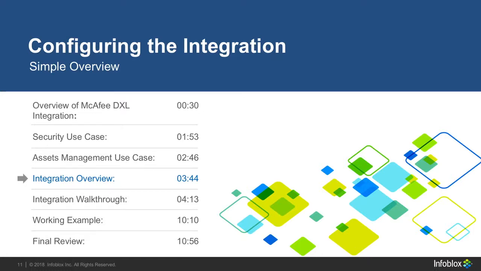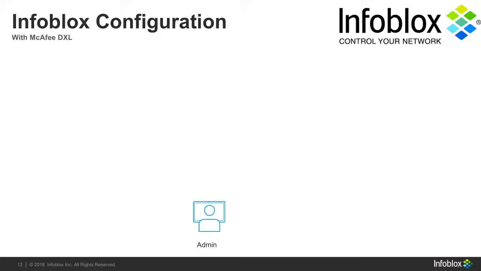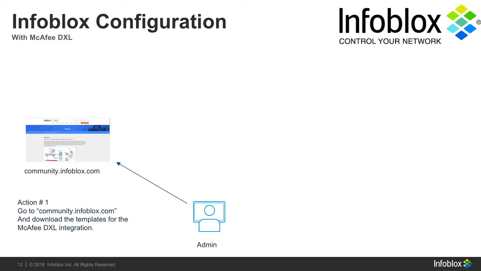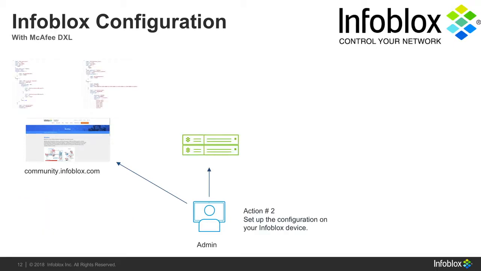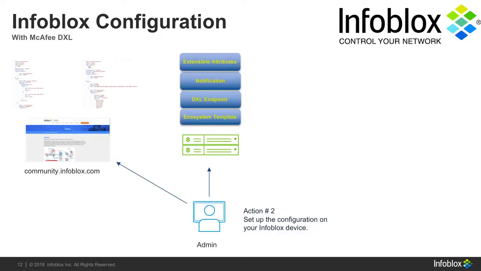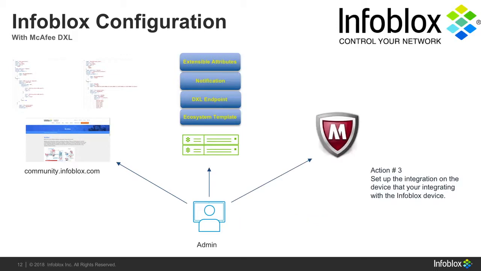Now let's do a quick overview of the integration of McAfee DXL. First, you want to go to community.infoblox.com and download the templates for the McAfee integration. Second, you want to set up the Infoblox grid for the integration. To do this, add the extensible attributes, add the templates, add the endpoints, then add the notifications. Finally, subscribe to the topic you want to receive information for on McAfee's side.